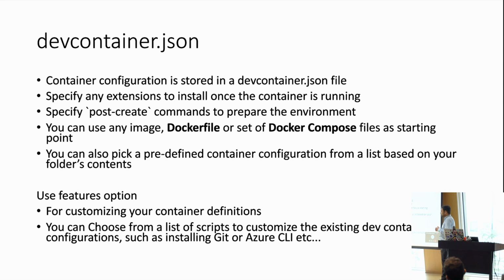For this demo, I showed you a single Docker file, but there can be cases where you are using databases as well, right? So you can use Docker Compose to set up different containers for your development environment. And you can also pick a predefined configuration as I showed you. For my personal project, I use an Ubuntu base image, but for this demo, I showed you a predefined Python configuration. And the features option is like I showed you, you can install Git and Azure. This is the features option which VS Code gives you. It has pre-built scripts available for the common tools which you want for your development container.